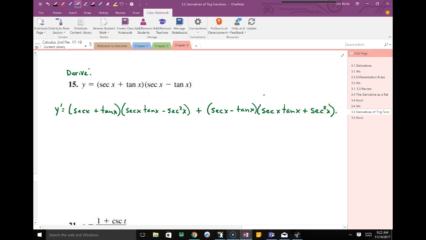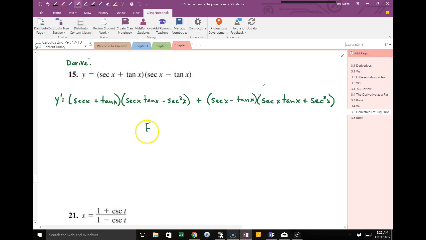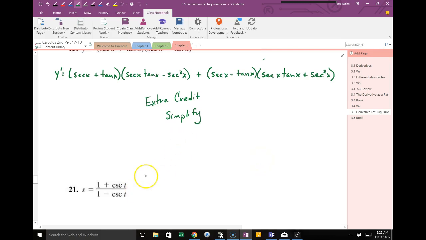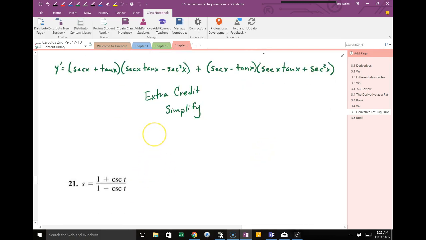Now, here's the thing. This can be simplified. You can take out a secant. I'll give you extra credit if you can simplify this correctly. I'm going to give you extra credit if you can simplify both question 15 and 21. If you can do both correctly, I'll give you a +5 for your homework scores. On just these two? Yeah.